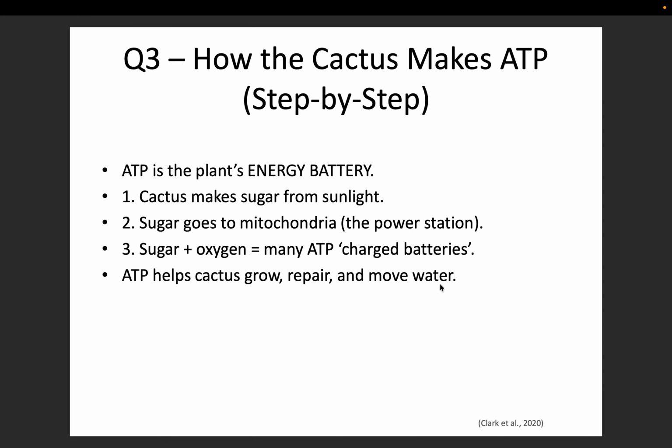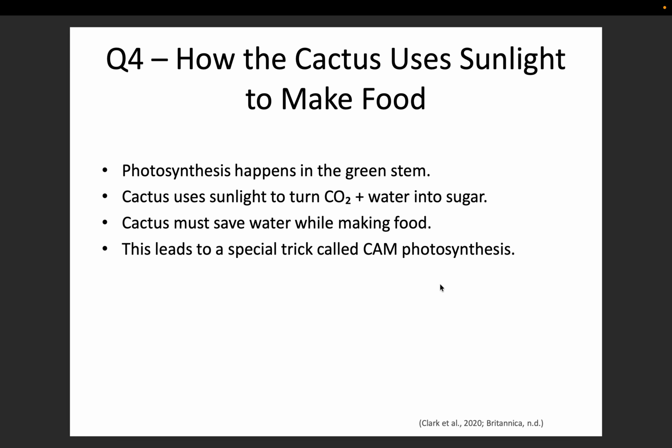Step number four: this ATP battery now powers everything the cactus needs to do: growing new stems, repairing tiny parts, and moving water around. So remember that sugar plus oxygen equals ATP, and ATP equals energy of life. Okay, the next slide is how the cactus uses sunlight to make food.